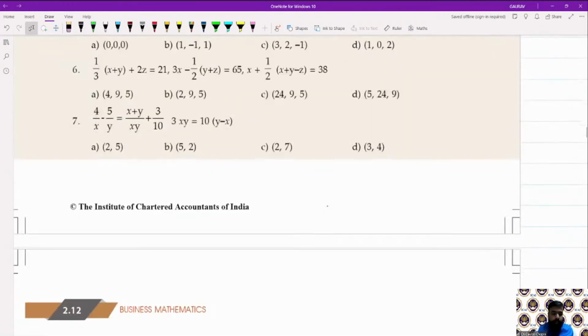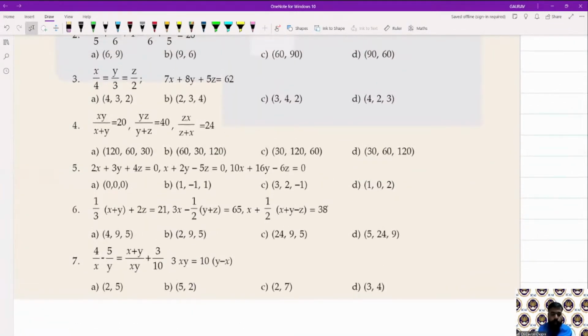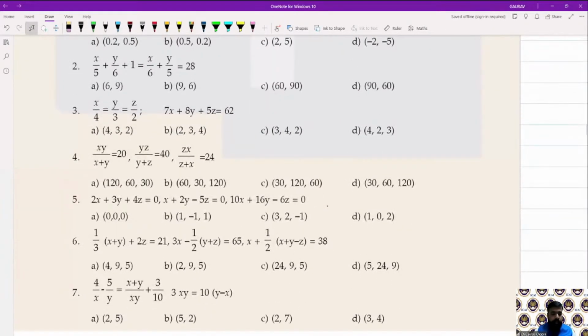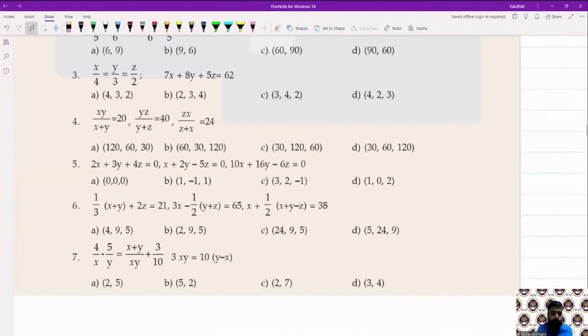So I think let's do some random questions now because most of the questions are very, very easy. So this time let's try the third one first. Question number 3. Now 3 variables are there, x by 4, y by 3 and z by 2. Second equation says 7x plus 8y plus 5z equal to 62. So whichever seems easier we can apply.